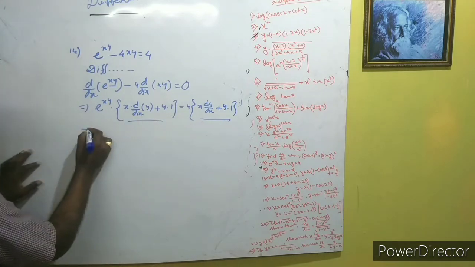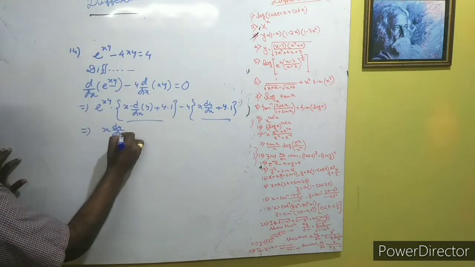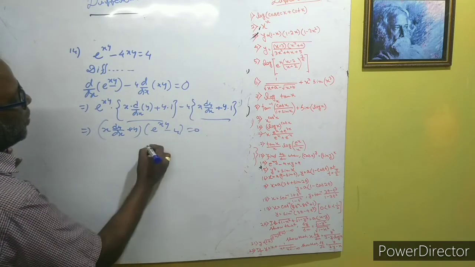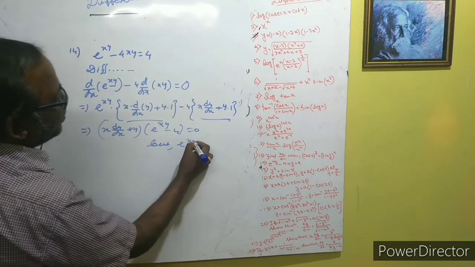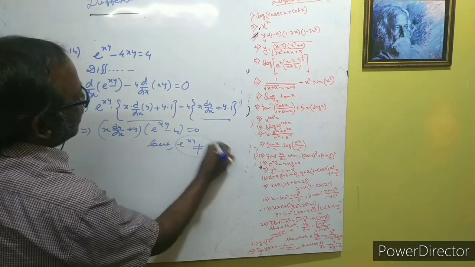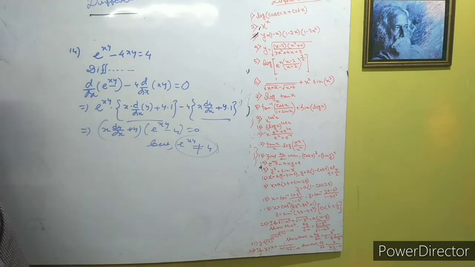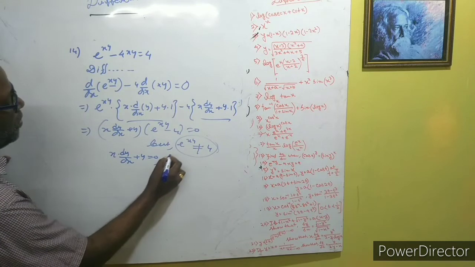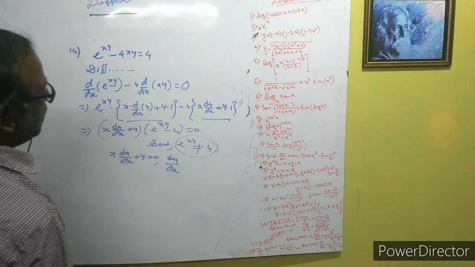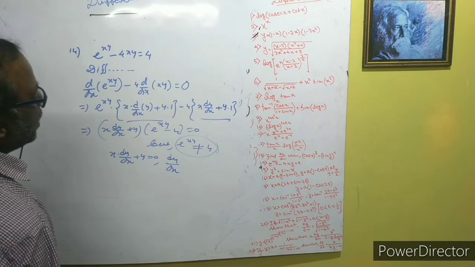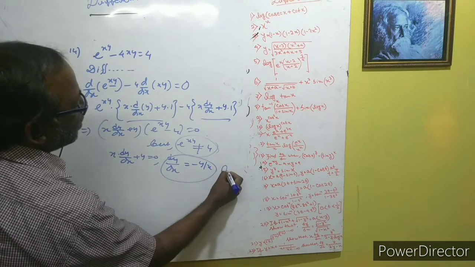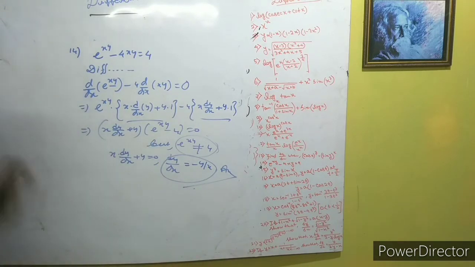We take a common, this. So x into dy by dx plus y here. So it will be e to the xy minus 4. But e to the xy can never be 4 here. This is the exponential, so it can never be 4. And so therefore x into dy by dx plus y equal to 0. That is equal to minus y by x, and this is your answer. Okay, see, this is 14.